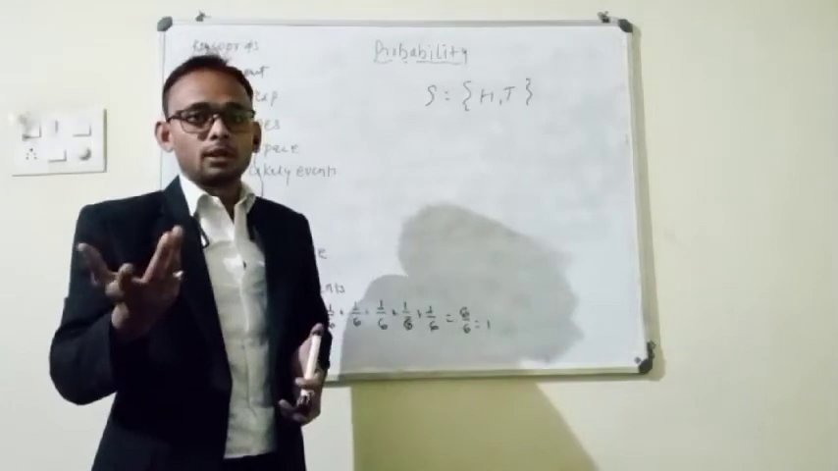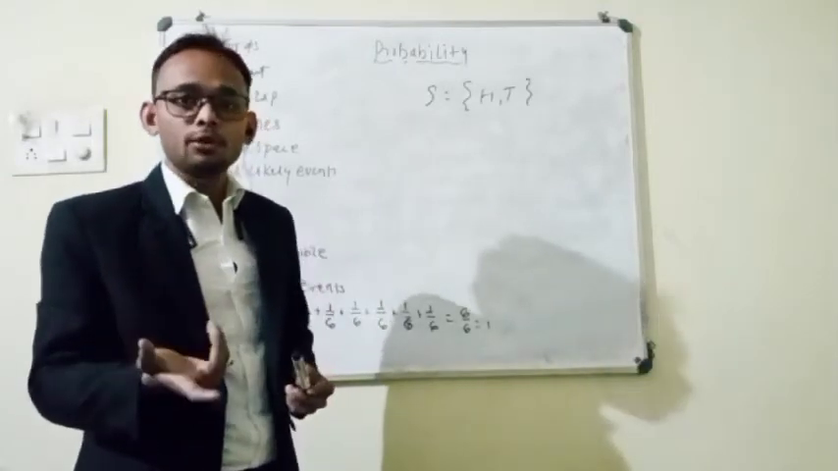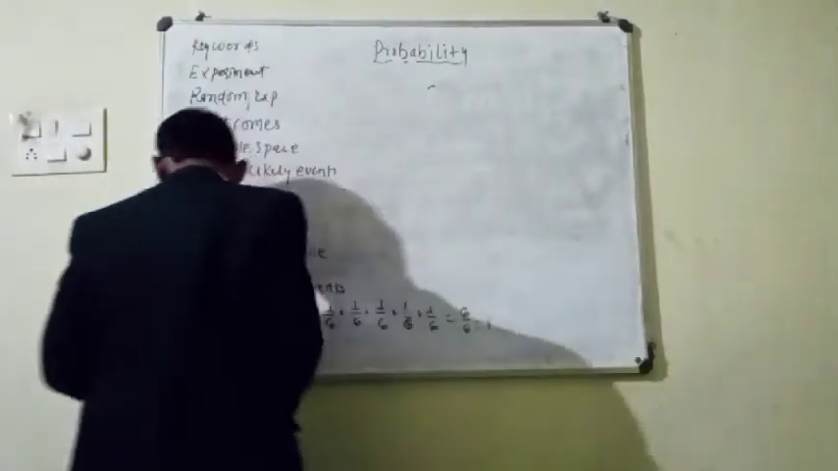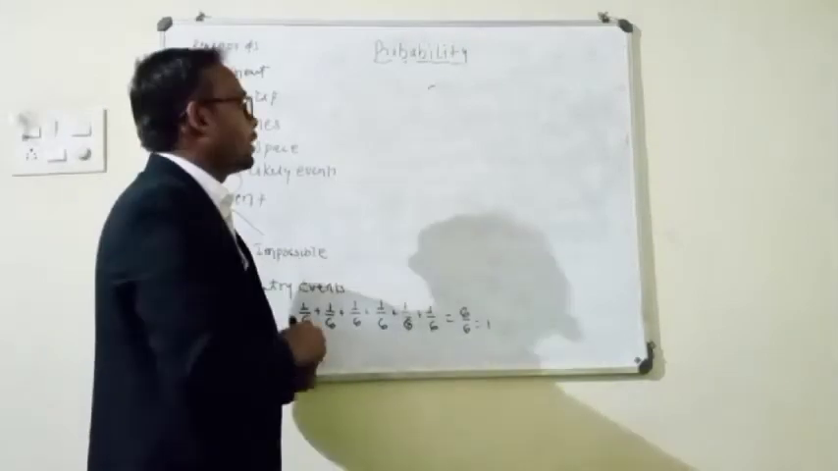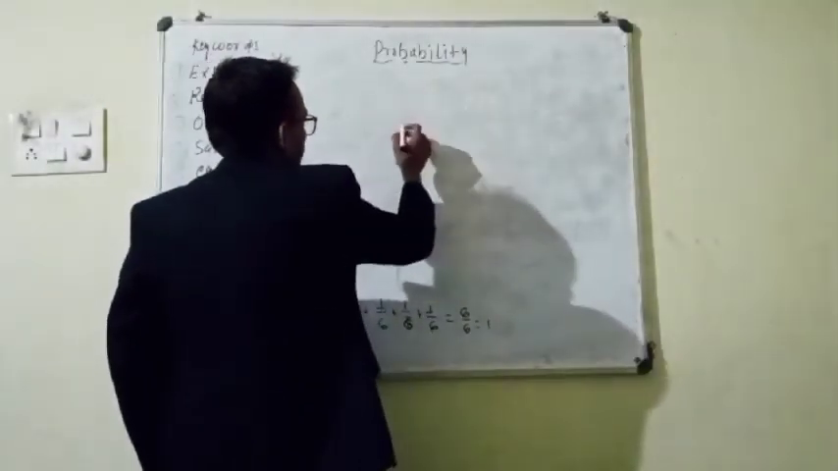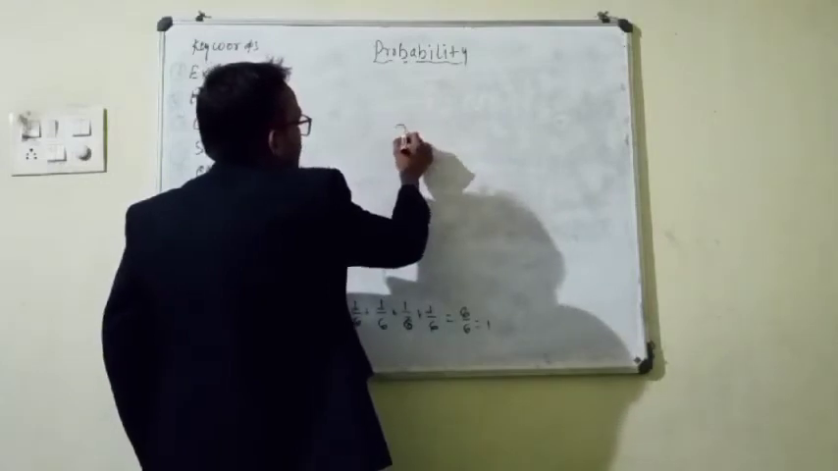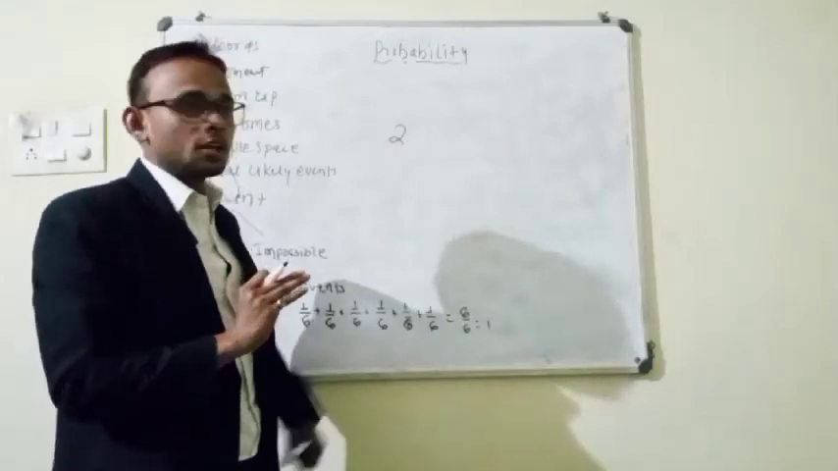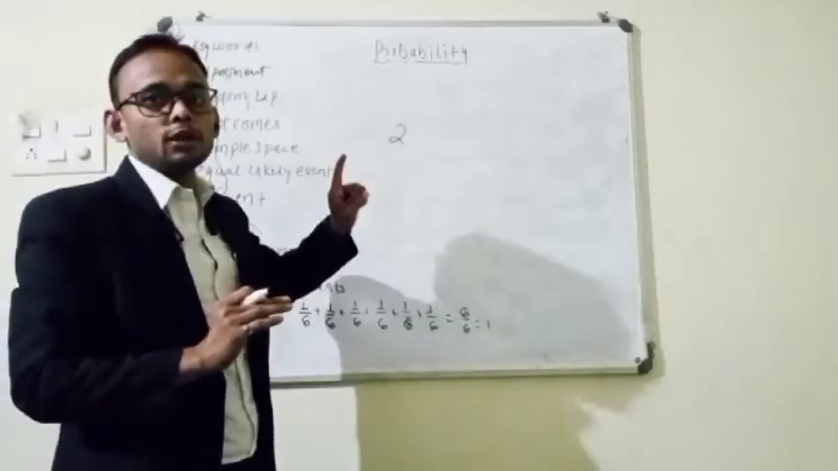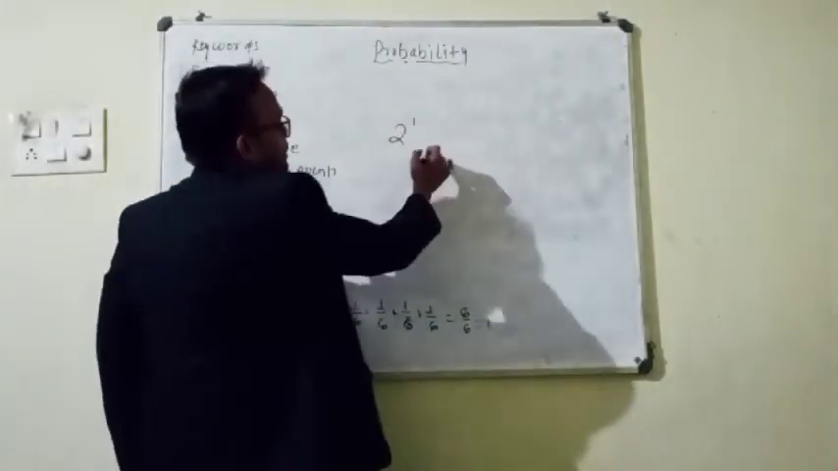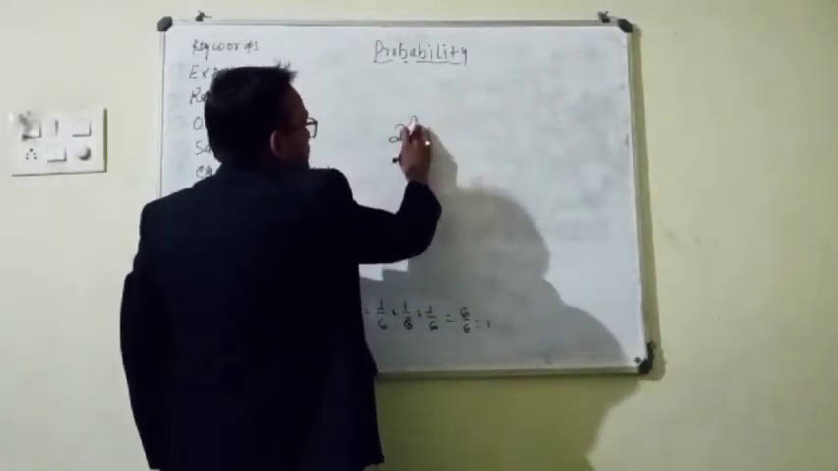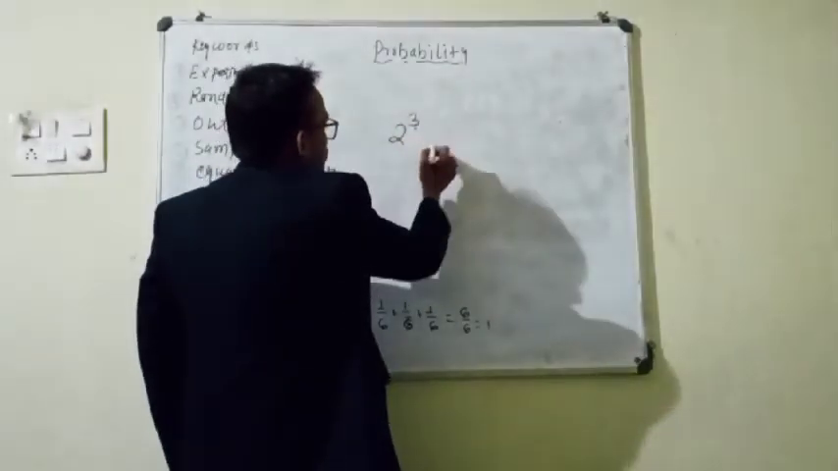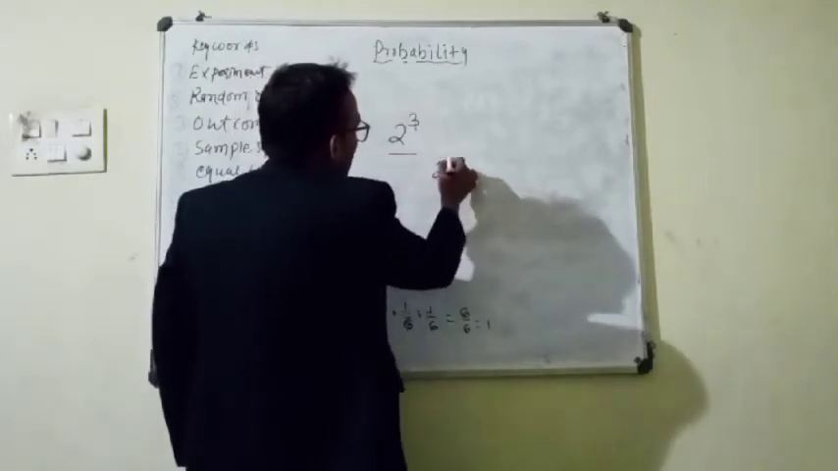The next is total number of outcomes. How can we find the total number of possible outcomes? Here is a formula for finding the total number of possible outcomes. If we are talking about a coin, in a coin there are two possible outcomes, one is head and one is tail, so a coin has two faces. If there is one coin, it is 2 to the power 1. If there are two coins, 2 to the power 2. If there are three coins, the number of possible outcomes is 2 to the power 3, and so on. So the formula is 2 to the power n.